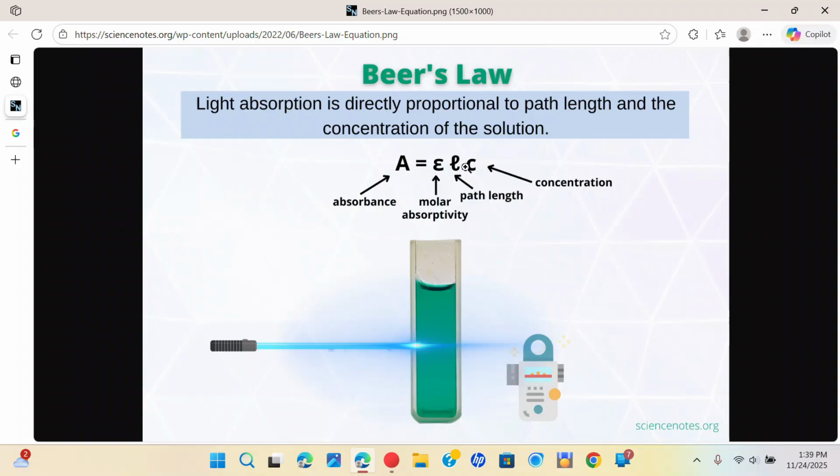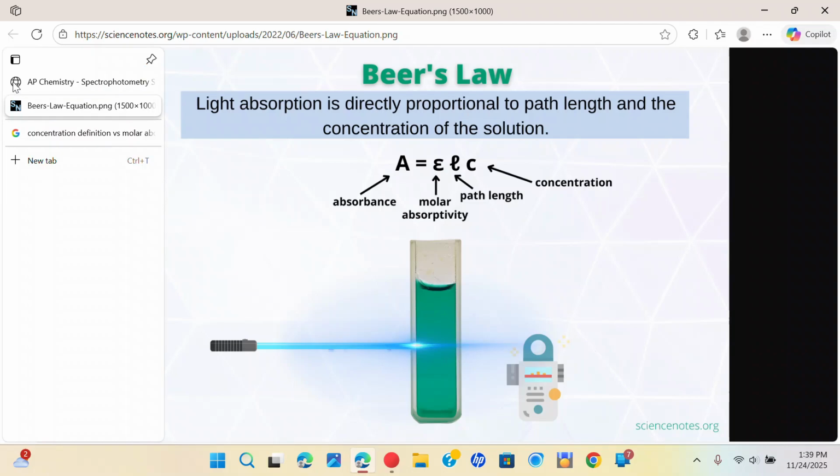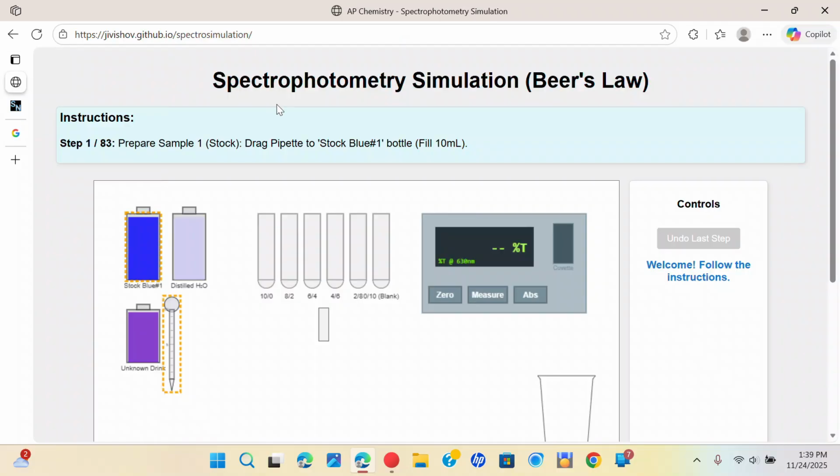And C here is the concentration. The concentration is simply the amount of solute in a given volume. So how densely packed or lightly packed it is. So let me show you where our demonstration or experiment would be.